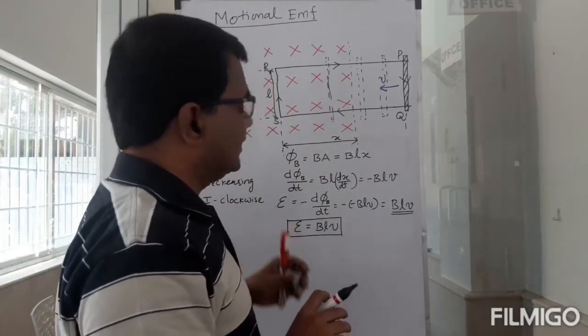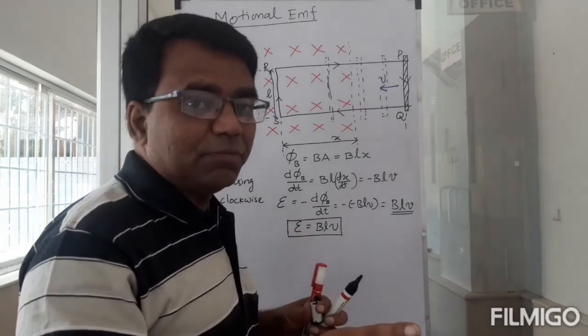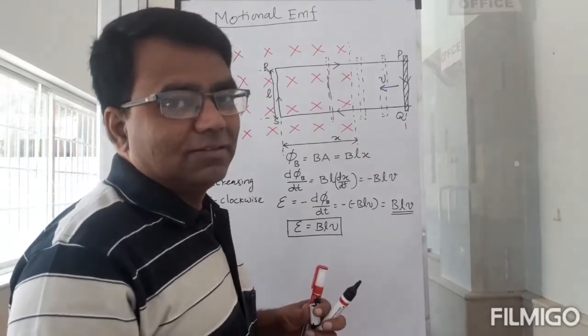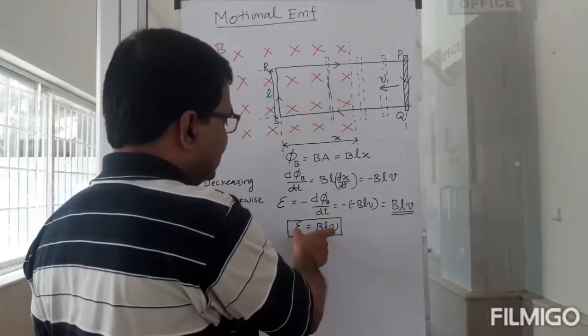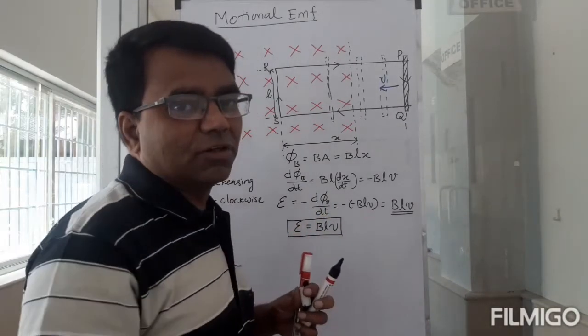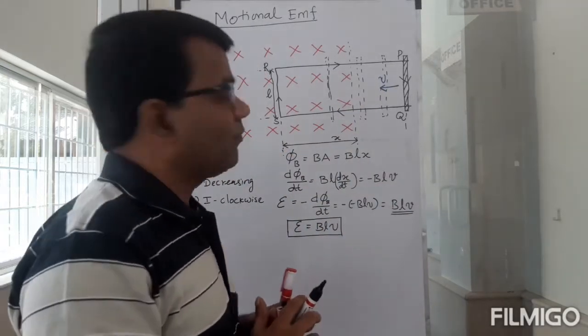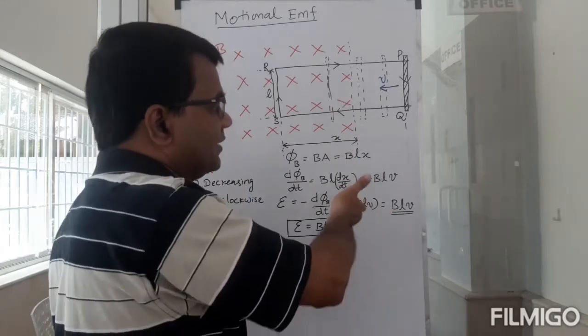But what about EMF? EMF will be negative, obviously, because if you have one polarity for this, you should have the opposite polarity for the other effect. And that can also be deduced from this.